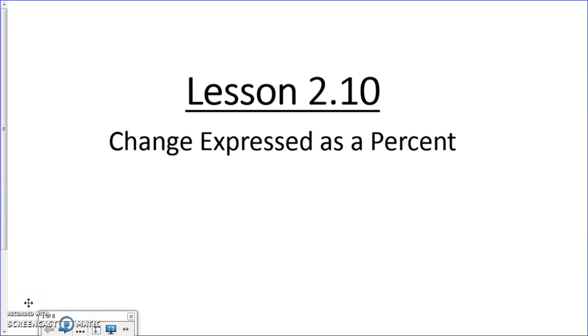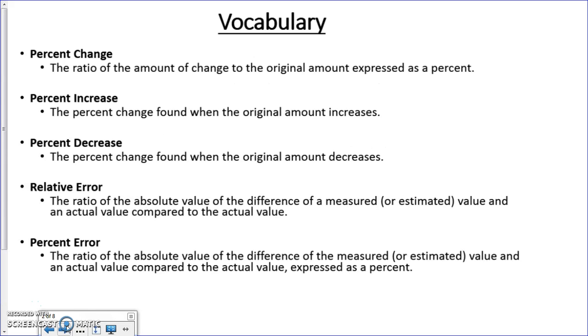Lesson 2.10, change expressed as a percent. We do have some vocab words for this section. Percent change, the ratio of the amount of change to the original amount expressed as a percent.